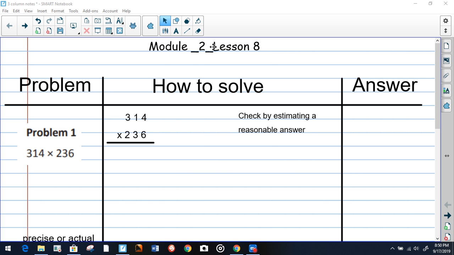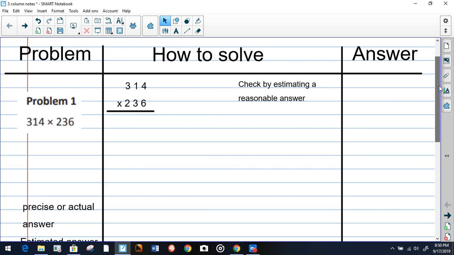Okay, my friends, the most important thing is we're looking at module 2 lesson 8. We're doing the standard algorithm. You should be used to it by now. But today we're going to find the reasonable answer to check the answer to see if that's the answer. So we can start with that.